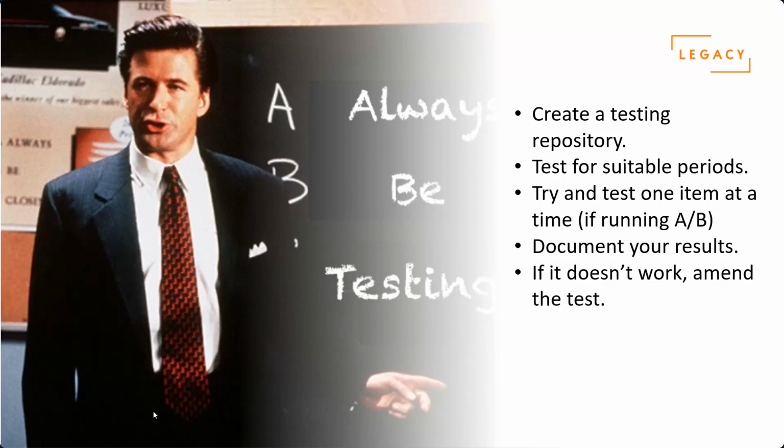Try and test one thing at a time. If you're running A/B tests, I'll talk about multivariate testing in the next couple of slides. But generally, we're running a simple A/B test, so just one item at a time, whether it's a call to action or switching out an image, for instance. That's just so that we know what works. Because if we test too many things, obviously we won't know what works.